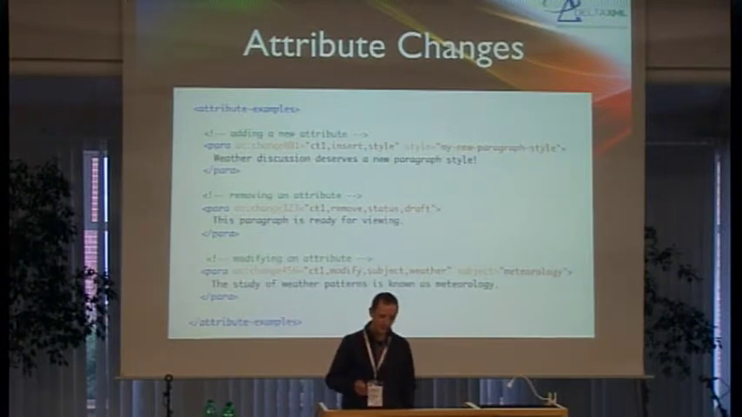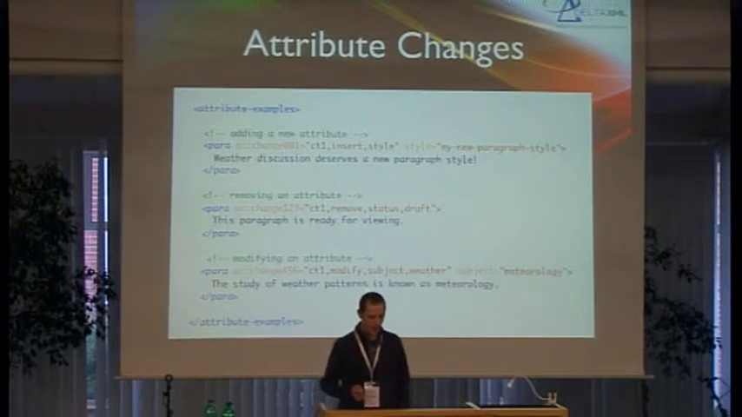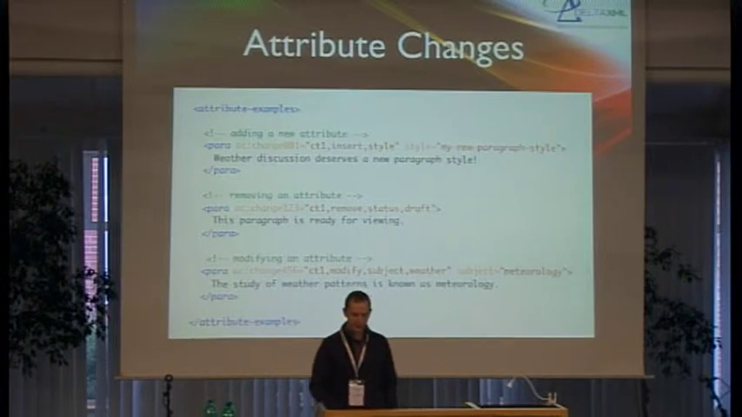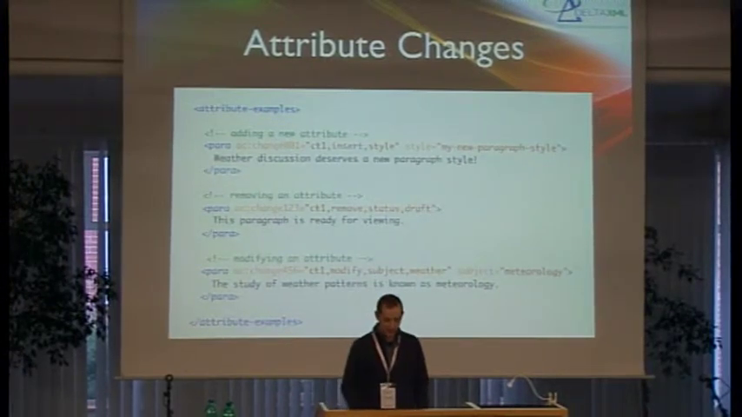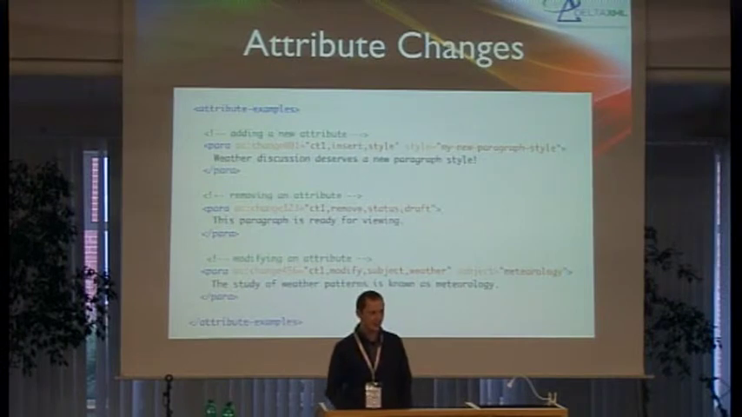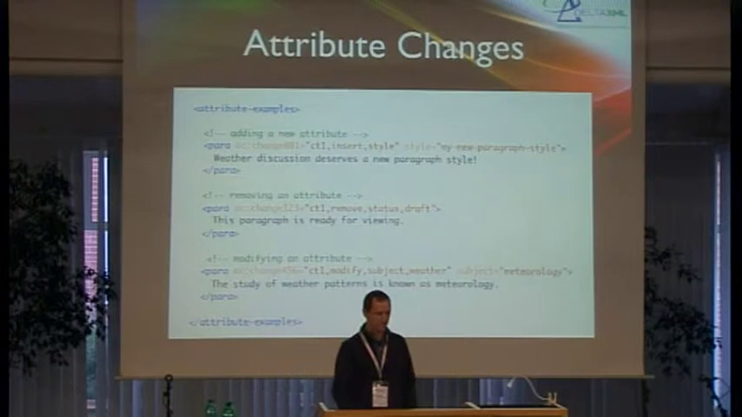Then the final example is an attribute change. You can see that the second field is modify. So it's the attribute that was changed as a subject attribute. Its latest value is stored on the element, subject equals meteorology. And its old value is stored within the encoded attribute change. So that's the final field of that attribute change, which is weather.